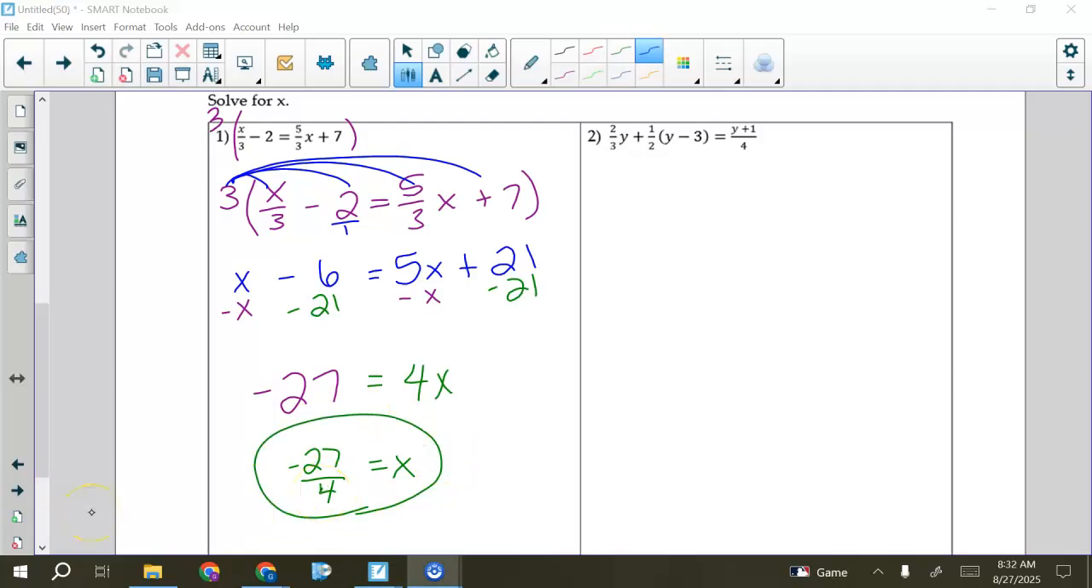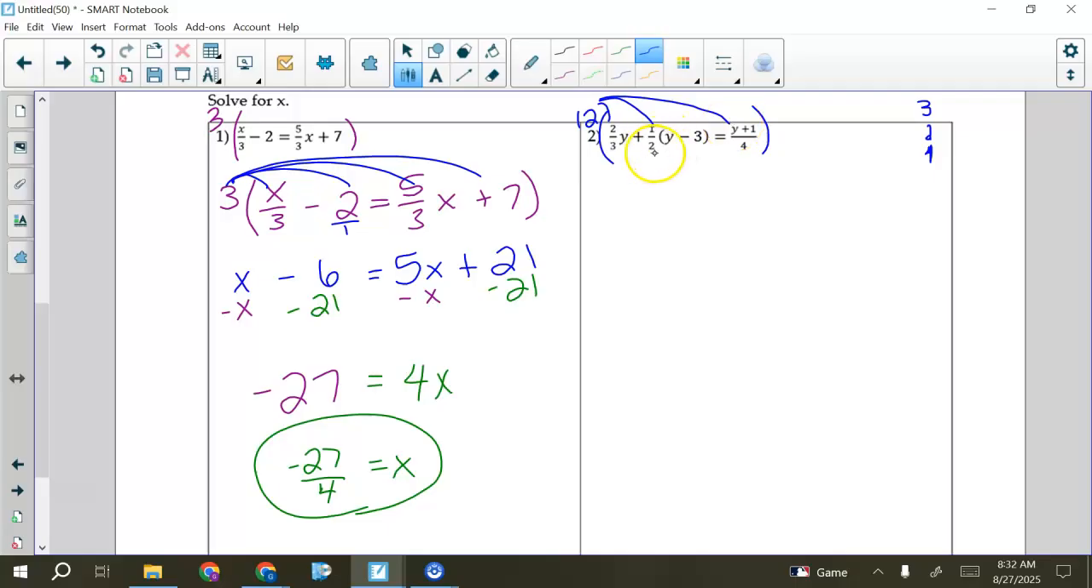All right, for the second problem, notice that the denominators are not the same. You have a 3, a 2, and a 4. So what you need to do is think of the least common multiple of 3, 2, and 4. So imagine if you were trying to get a common denominator out of 3, 2, and 4. What would we multiply all of them by? 12. So we're going to take 12 times everything.